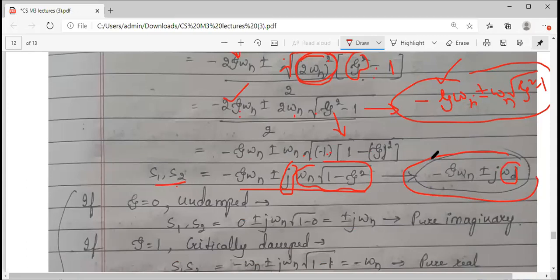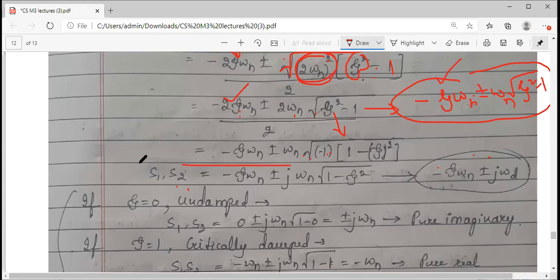Finding the roots: s1 is equal to this, s2 is equal to this. Because I have written plus or minus sign here, one will be plus and one will be minus. Okay, 2 roots. Now, whatever answer we have got, we will try to analyze it for different damping ratio zeta, because we have seen 4 categories: undamped, underdamped, critically damped and overdamped. So for each of these cases, let's see what kind of roots we get. Maybe it's not required for your analysis, but still let's see what we get.